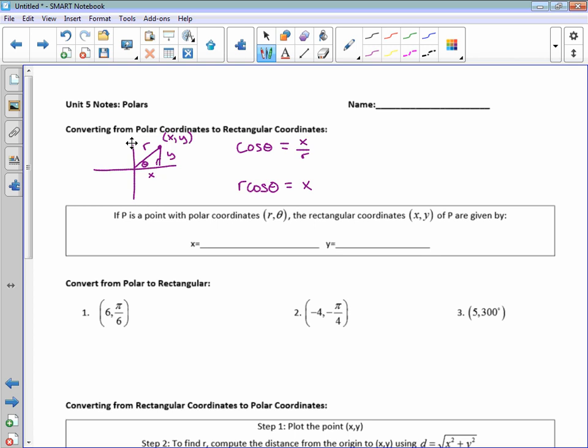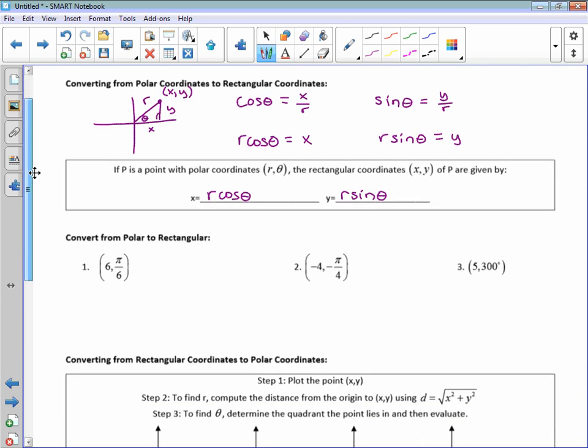Okay. Then let's think about sine of theta. In this triangle, what would sine of theta equal? Y over r. And if I solve for y? So in those little blanks down below, if you're given the r, theta or the x, y, you can convert to the other using these two equations. So I know x is equal to r cosine of theta, and y is equal to r sine of theta. That makes sense, right? This is building up stuff you know.